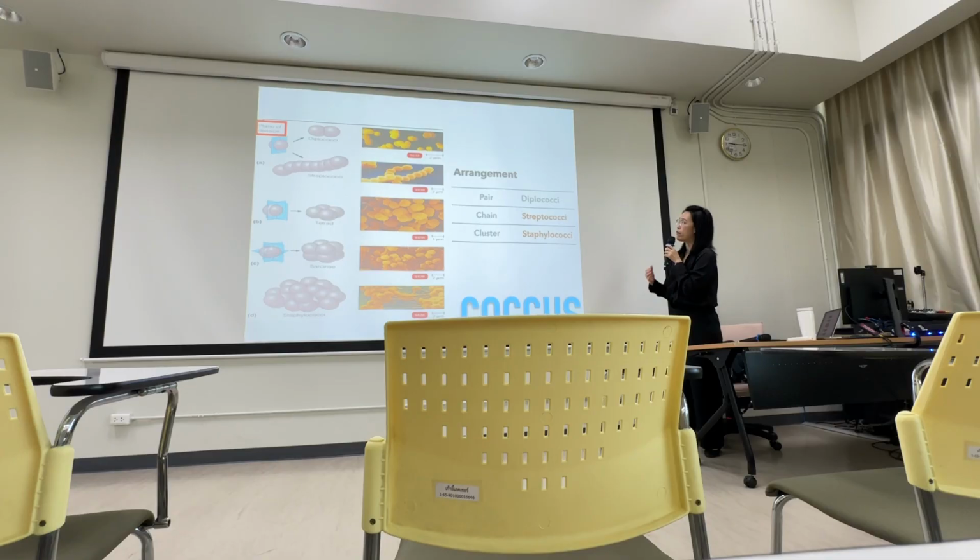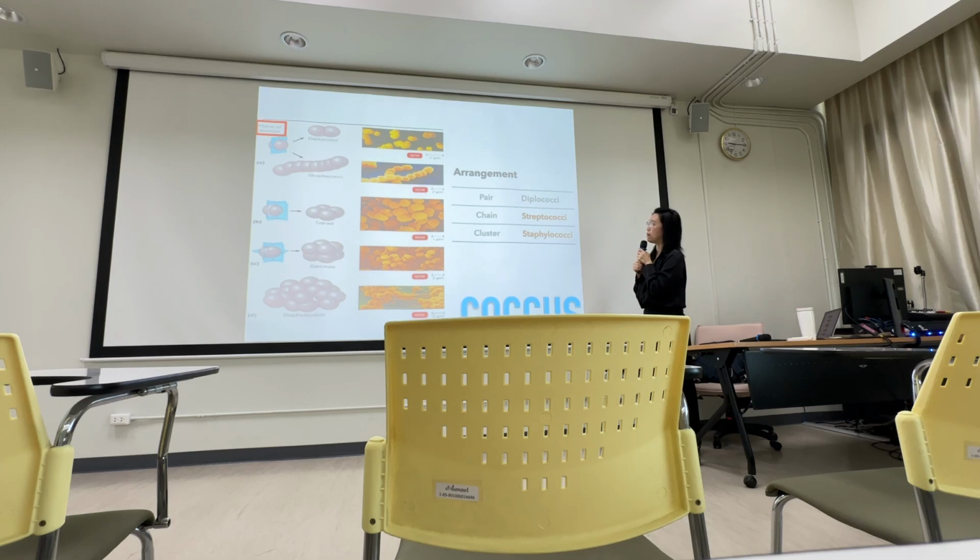And here is the arrangement for the coccus, or coccal shape, of the bacteria. So there are two main arrangements that you need to remember, which are the chain and cluster shapes. In chain, we call it streptococci.